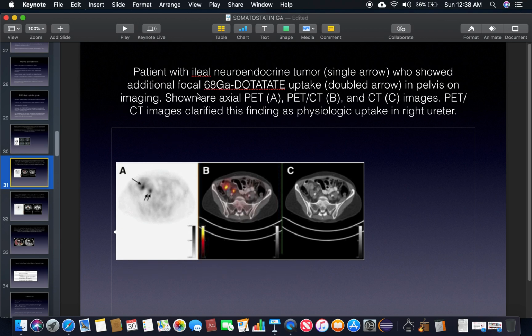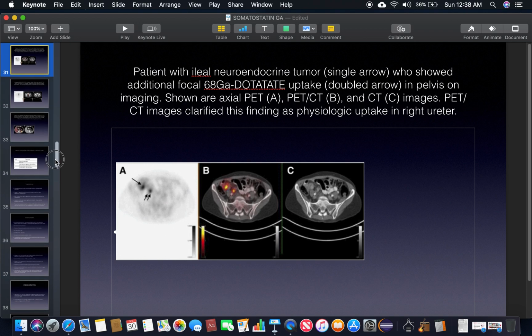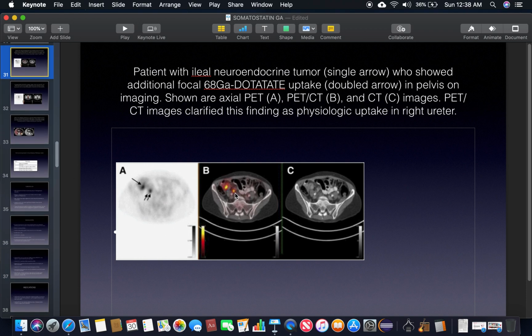Here is an example of an ileal neuroendocrine tumor, which is shown by this single arrow. And then there was an additional site which is shown by two arrows. Based on the PET CT, we found out that this was only uptake in the right ureter and a physiologic uptake. So no further treatment based on this was required, meaning we know that this is only confined to the ileum and not any additional site.